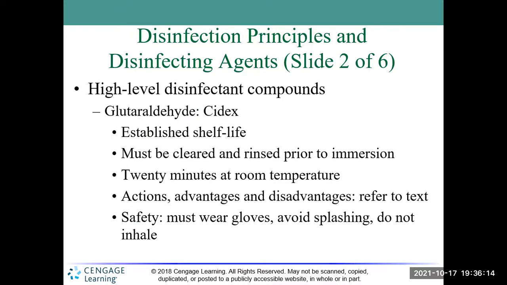The first one that we're going to look at is glutaraldehyde, and you'll know this as Cidex. This is the high-level disinfectant compound. The items must be cleaned and rinsed prior to being immersed in the Cidex, so they must have no debris on them. They will remain in the Cidex for 20 minutes at room temperature. The book has all of the actions, what it does, the advantages and disadvantages, and you'll want to read through that. You must wear gloves using this, and you want to avoid splashing, and you want to be careful not to inhale the Cidex. It is a high-level disinfectant, and so it is not safe to inhale.